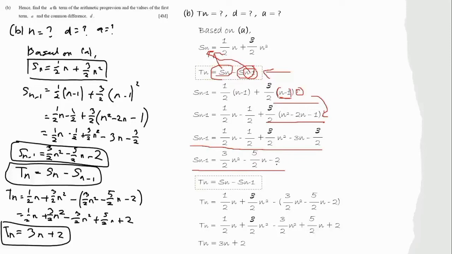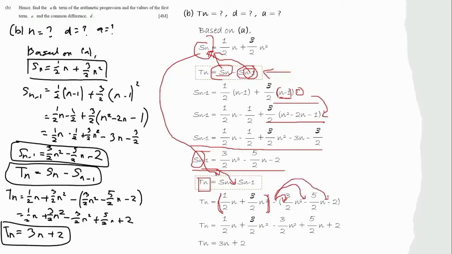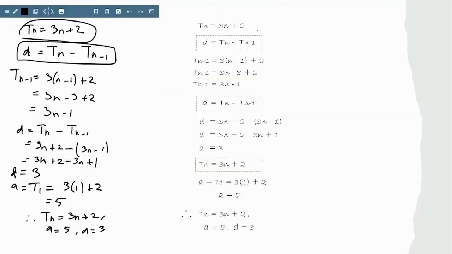So here we can get the equation of Tn. We substitute the Sn equation and the Sn minus 1 equation into this, and we get this. It is better if we put the brackets so we won't make any mistakes. Then we eliminate the bracket by multiplying the negative in front into each of the elements inside the bracket, and we get negative 3/2 n squared plus 5/2 n minus 2. Simplifying it, we get the equation of Tn. Once we have Tn, we can proceed to find the value of D.